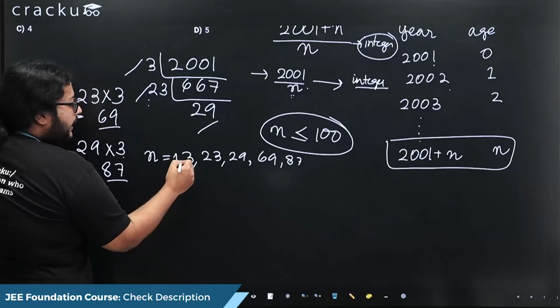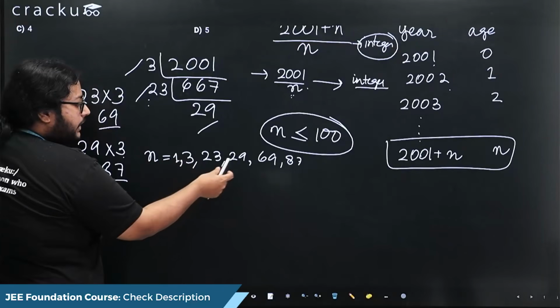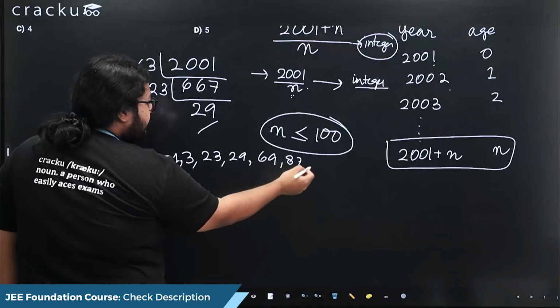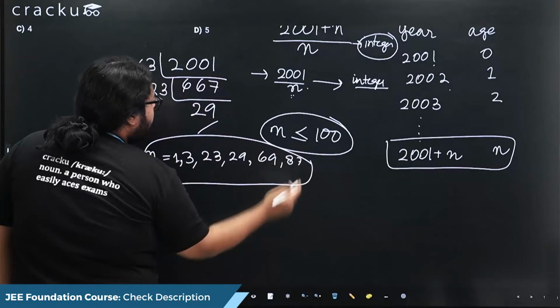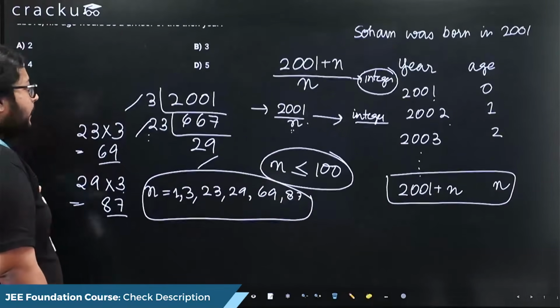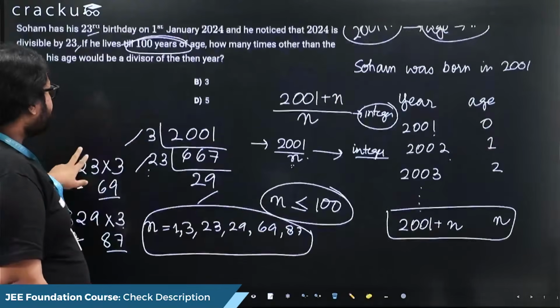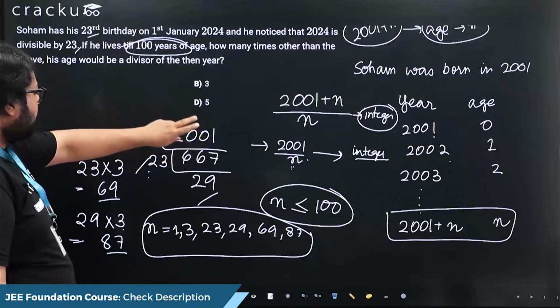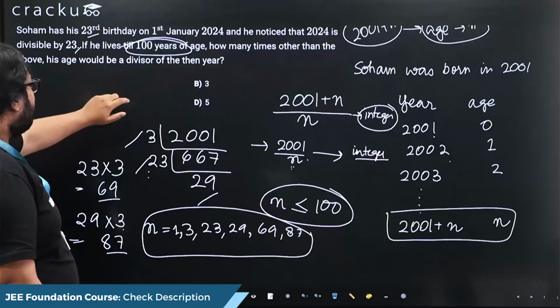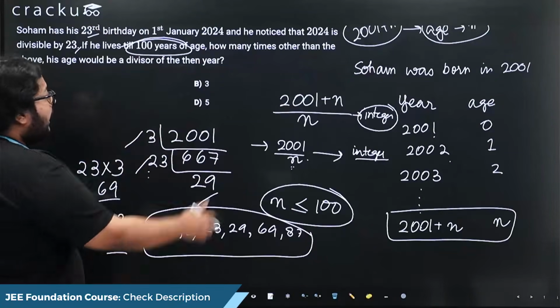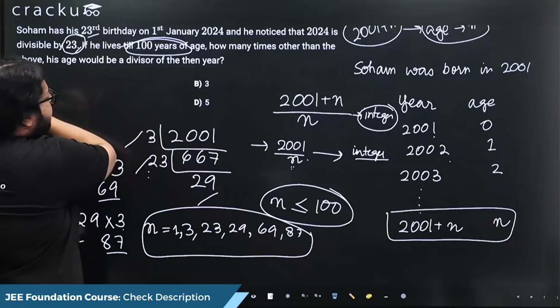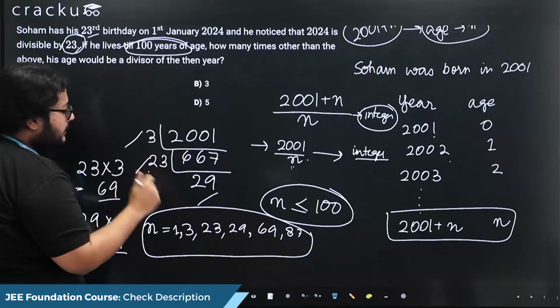So the possible values of n would be 1, 3, 23, 29, 69 and 87. So these are all the possible values of n. Now, they want us to figure out, other than the above, his age would be a divisor. Other than the above, so other than this 23 ka age, what will be the other ages?